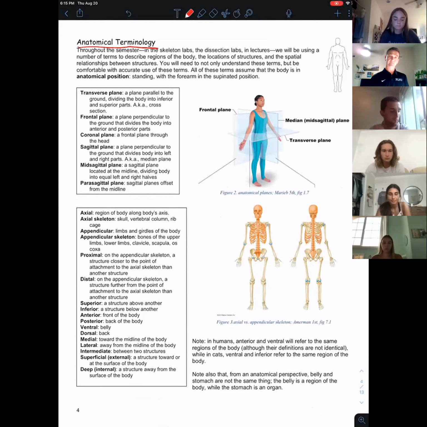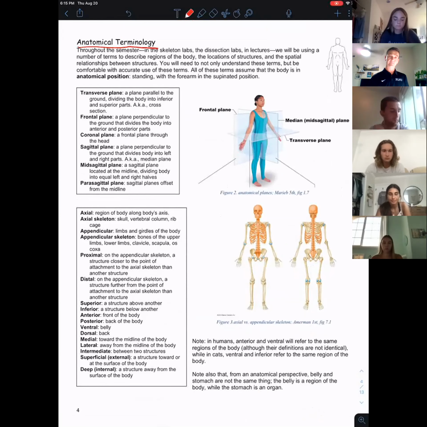Moving down here to some more terminology that's very important to know. We have axial, appendicular, we've talked about those. Proximal and distal. Proximal means closer to the body. So we could say something like the elbow is proximal to the wrist, right? It's closer to the body down that limb than the wrist is. But we could say the wrist is distal to the elbow. So that would be one example of that.